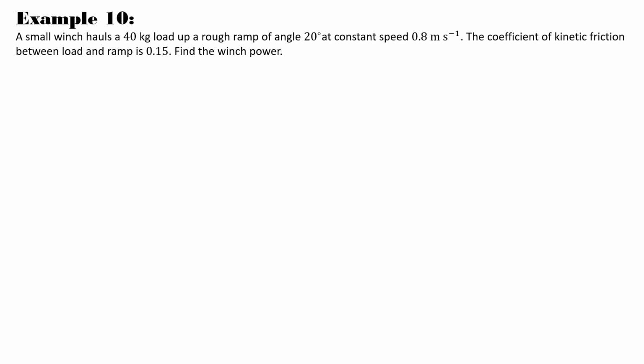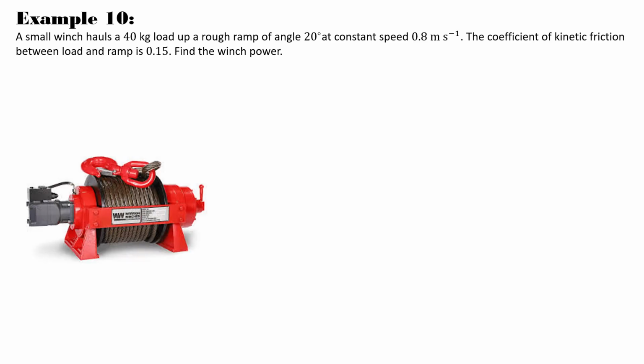So, example 10. A small winch hauls a 40 kg load up a rough ramp of angle 20 degrees at constant speed 0.8 meters per second. The coefficient of kinetic friction between load and ramp is 0.15. Find the winch power. So first thing I say is, oh, what's a winch?